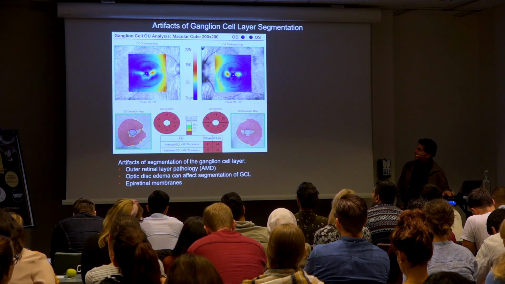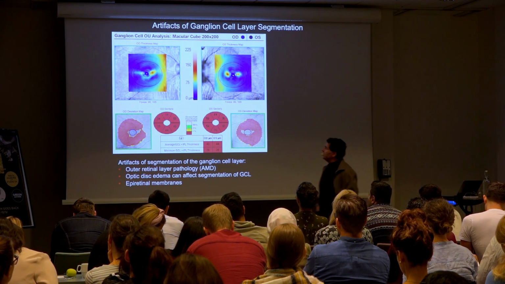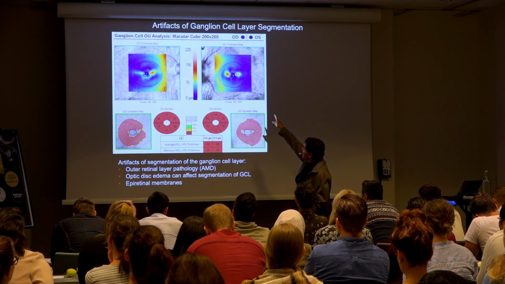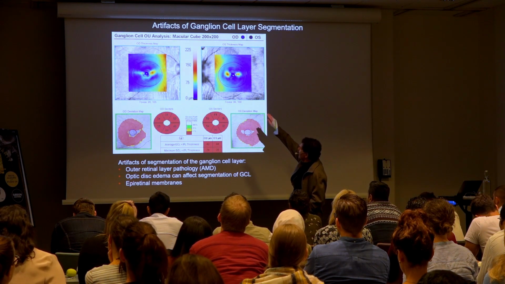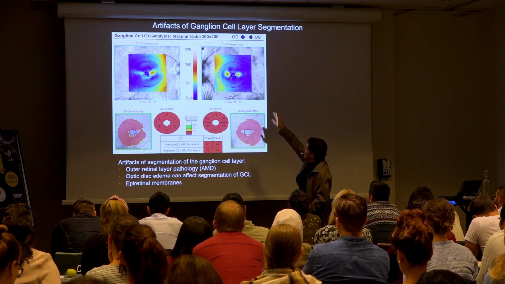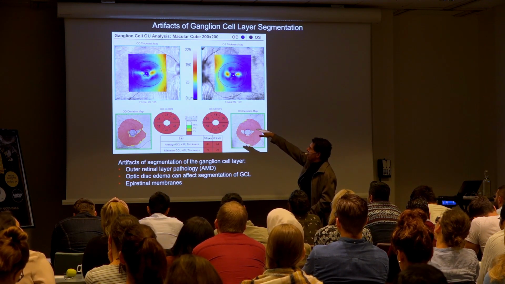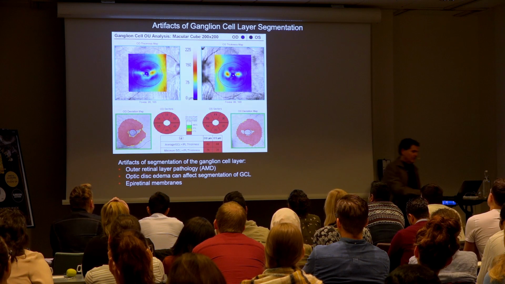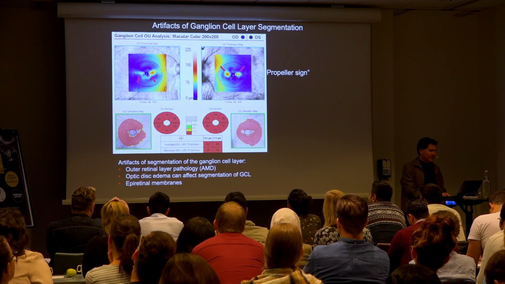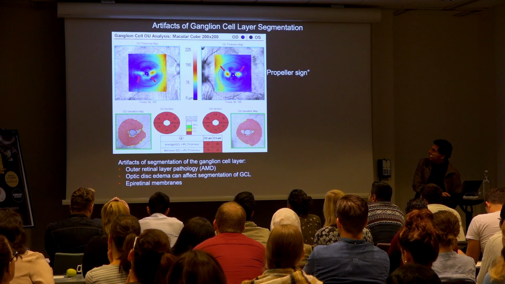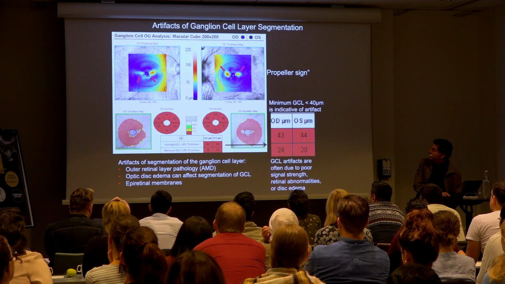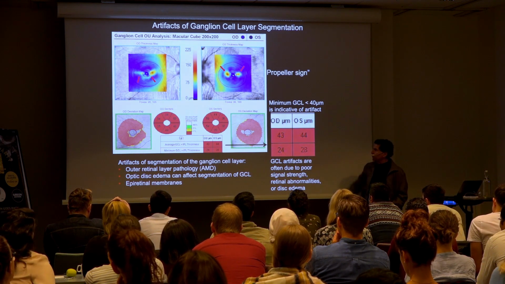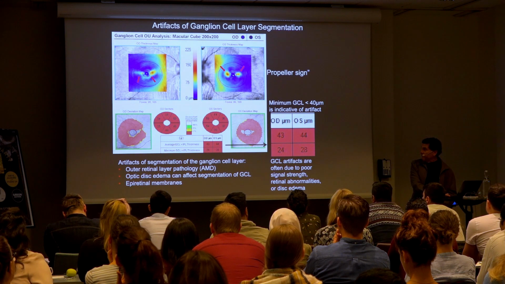But there are artifacts of ganglion cell segmentation, and some people call this the propeller sign. You see how that pattern of thickness, you've got a normal area and then it looks not like a pathologic pattern, but like some kind of artifact. So be aware of those types of things. Some people call it that because it looks like a plane's propeller. And again, if the thinnest part of the ganglion cell layer drops below 40, that indicates an artifact of segmentation.